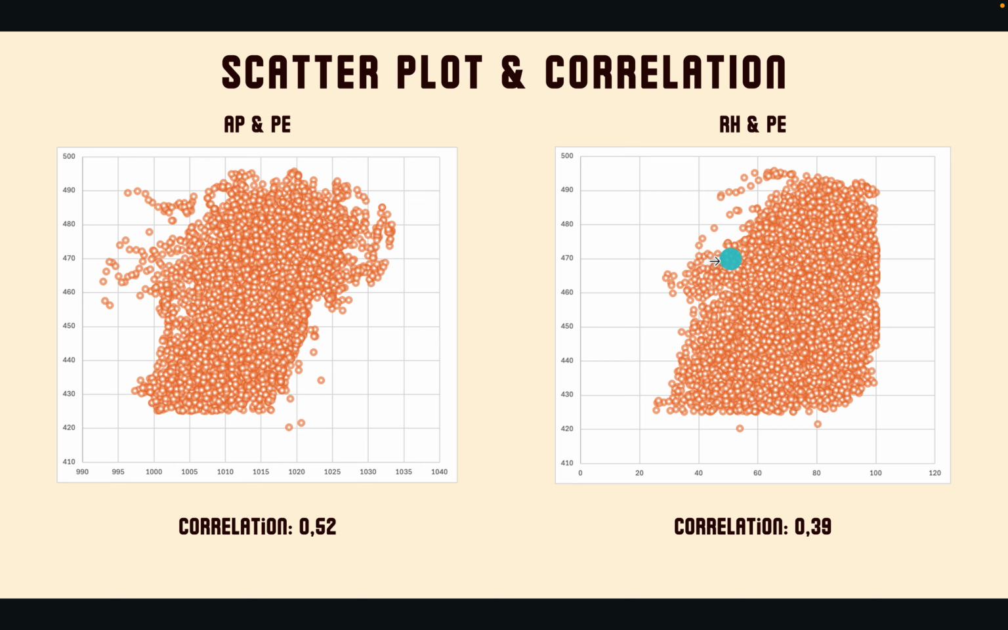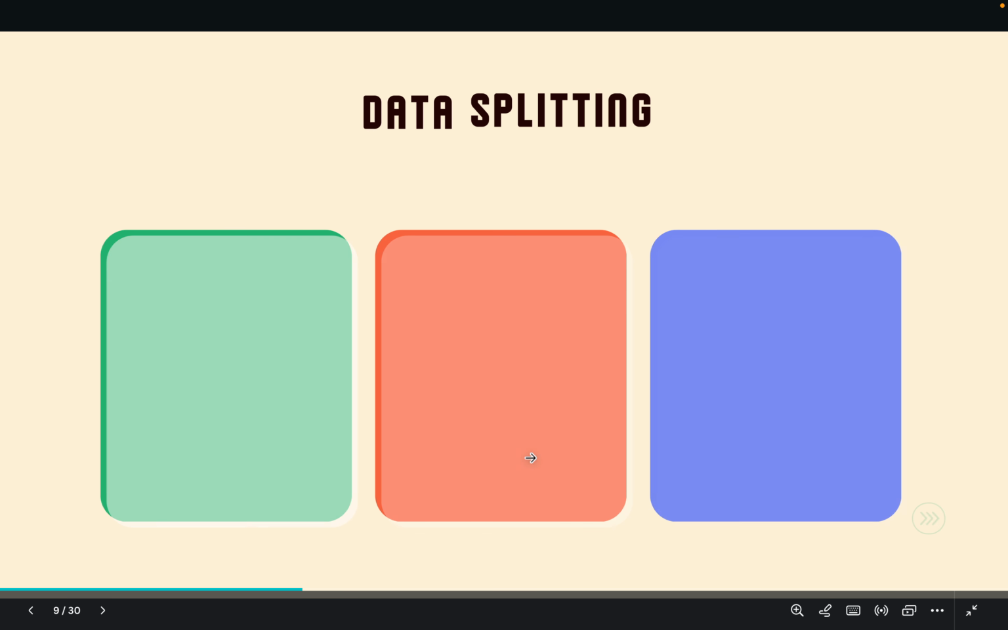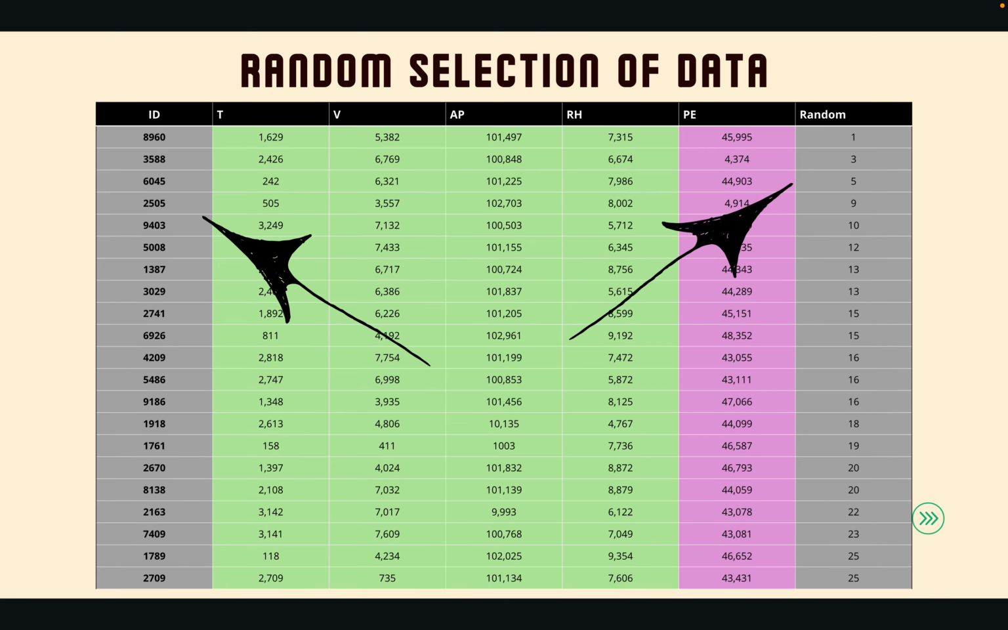These observations are confirmed by the correlation values shown here. The data were split as follows: 80% for training, 10% for validation, and 10% for testing. The data were selected randomly to avoid bias, of course. A column with a unique ID was added to the dataset here, and a random value was assigned to each observation.